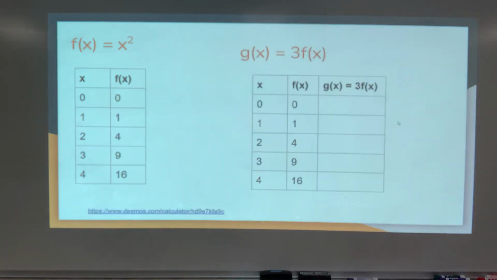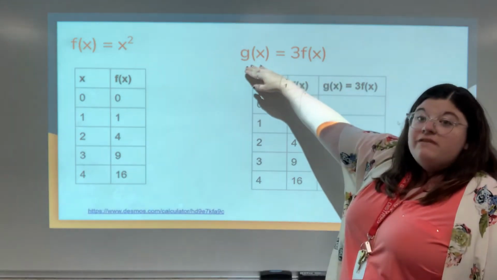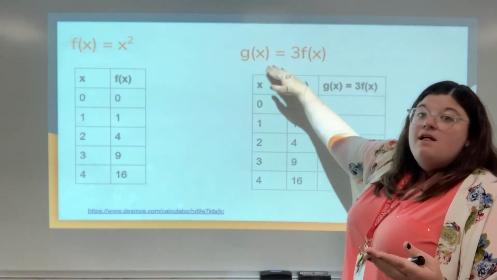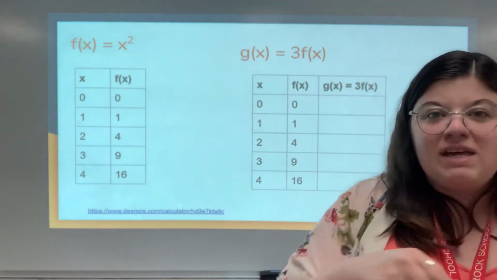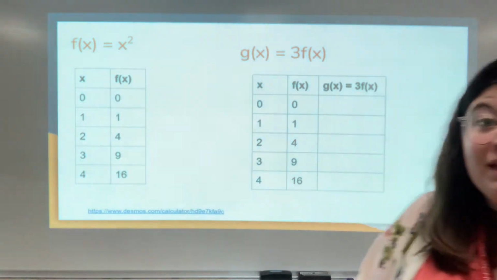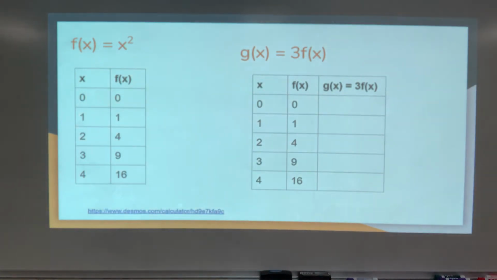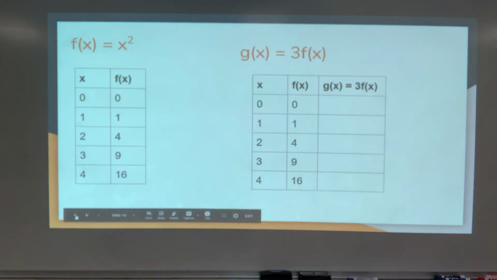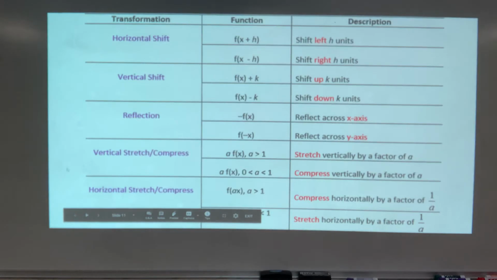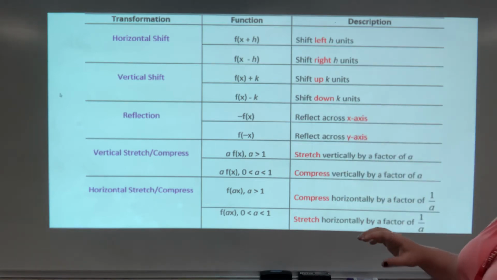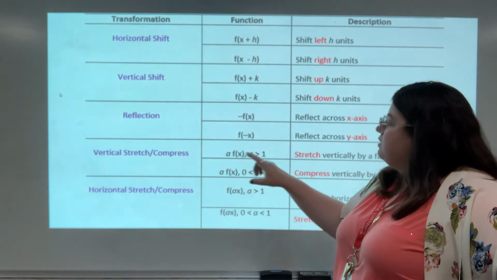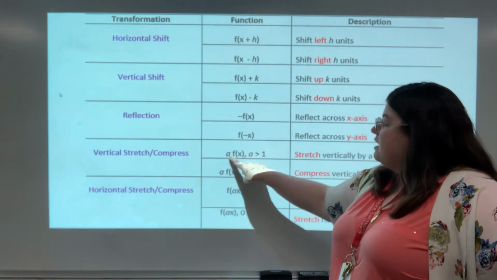So what if I said my new function rule is g of x, I'm defining this new function to be 3 times f of x. So 3 times f of x, let's go look and see what that would be as a description of a transformation. So again, my function rule is g of x equals 3 times f of x. Here's that little rule sheet. If I have 3 times my function, I have a parameter times my function. So that looks like here, a times f of x.